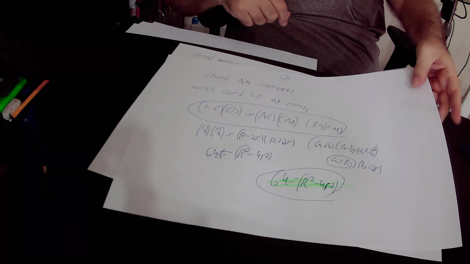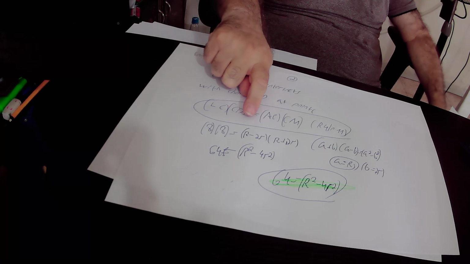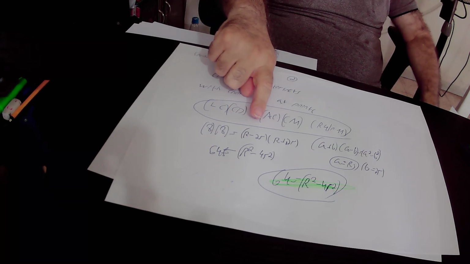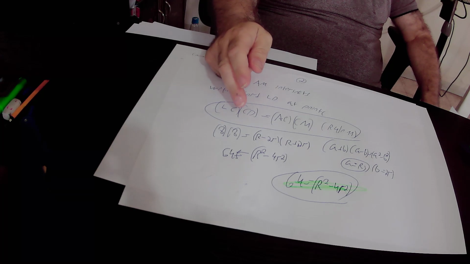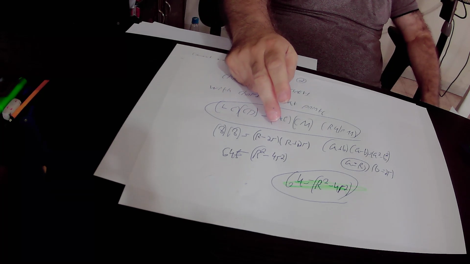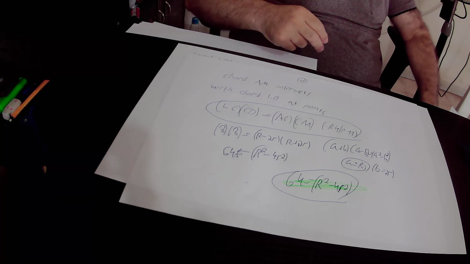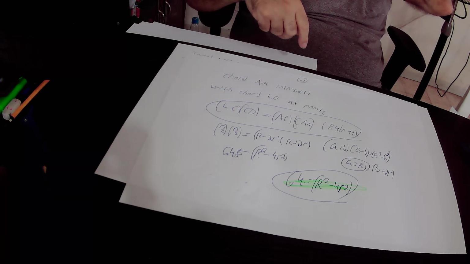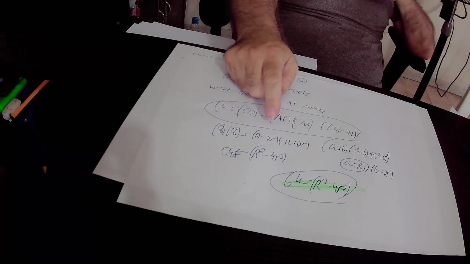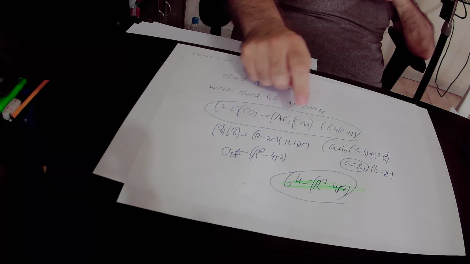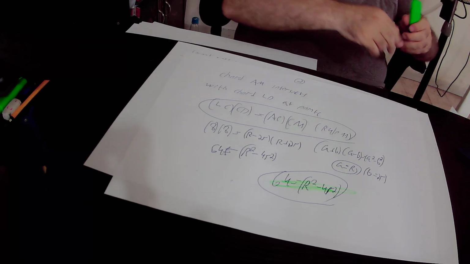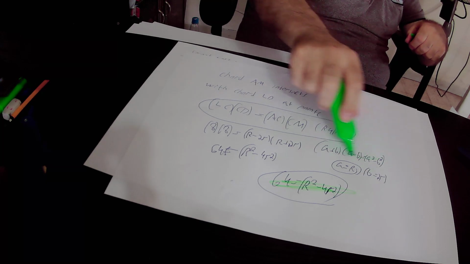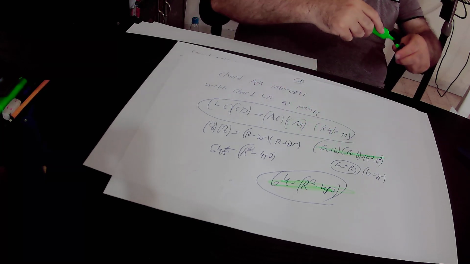So in conclusion, we found out that 8 times 8 equals capital R minus 2R times capital R plus 2R. 8 times 8 is 64, and capital R minus 2R times capital R plus 2R equals, according to the algebraic identity, that A plus B times A minus B equals A squared minus B squared.